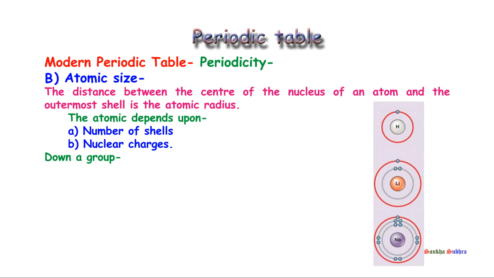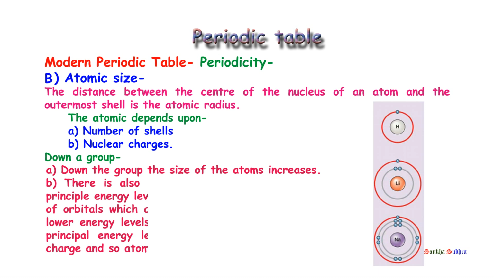Now we are trying to follow the atomic size trend down a group. Then we will find that the size of the atoms is going to increase if we move down the group. This occurs only because of the successive addition of shells.